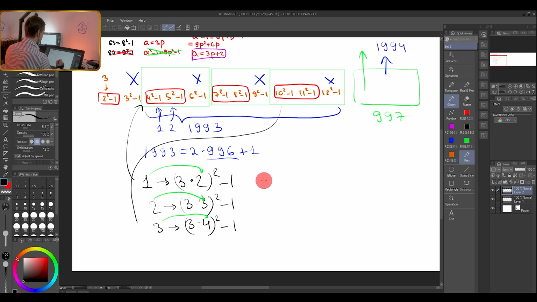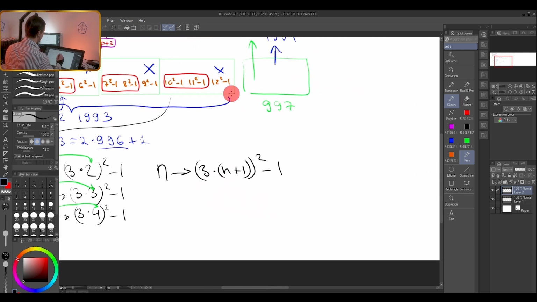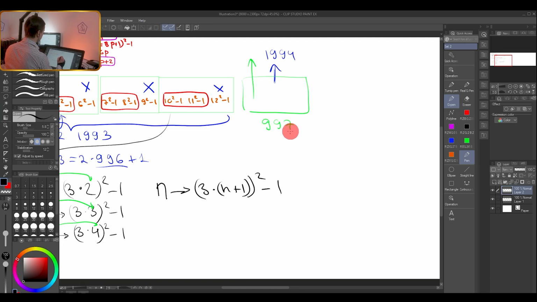And of course, you can immediately say that there is a pattern. For the rectangle with number n, the number that is discarded at the end looks like 3 times (n plus 1), all of that squared, and minus 1. What does it mean for us? It means that when we finish on the rectangle with number 996, assuming that we finished there, what would be the number that stays right next to the number we need, the number that we discarded? What would be the number at the end of the rectangle with the number 996?